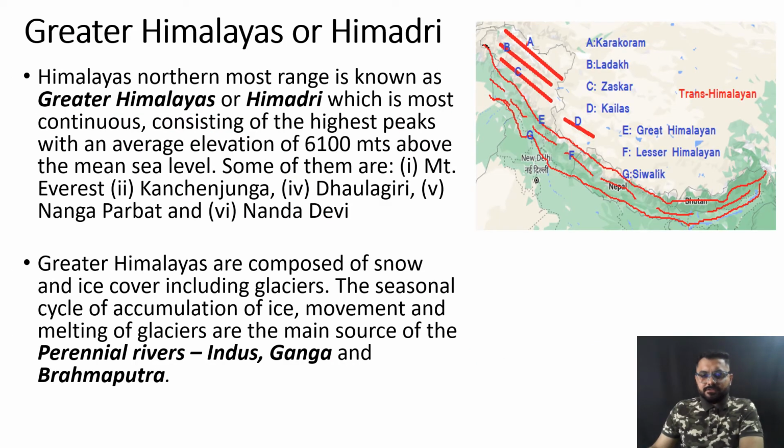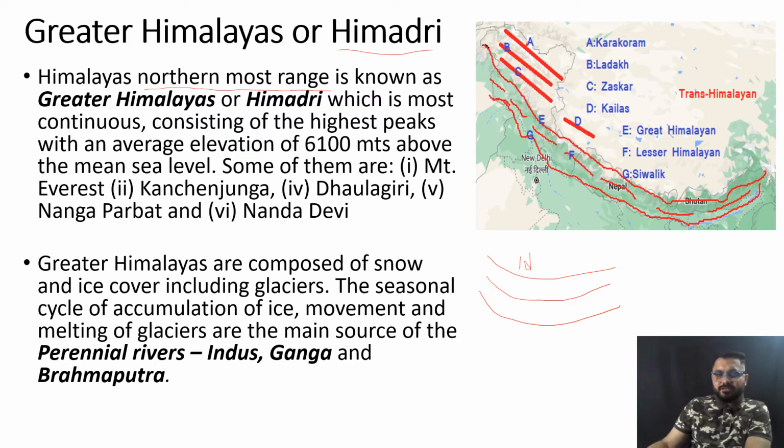So, talking about the three ranges of the Himalayas, the first one is called the Greater Himalayas, also known as Himadri. This is the northernmost range of the Himalayas. As I have already shown you in the previous slide, there are three ranges, children, that are moving in the form of an arc. The first one is called the Greater Himalayas or Himadri, the northernmost range, and it is continuous.